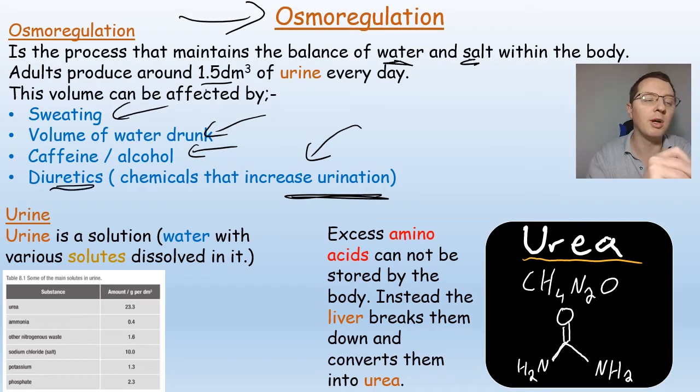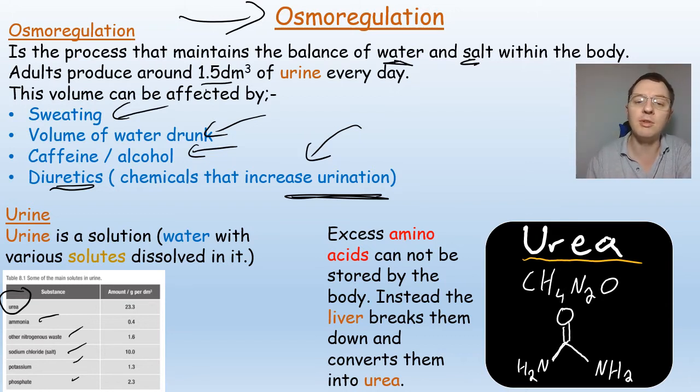This particular word diuretic is very important when we look at one of the units in terms of the negative feedback mechanism that controls osmoregulation, but we'll look at that in a future video. One thing to remember though is that urine is a solution containing water and various different solutes dissolved in it. Those solutes are things like urea, ammonia, nitrogenous waste, sodium chloride, potassium and phosphates.